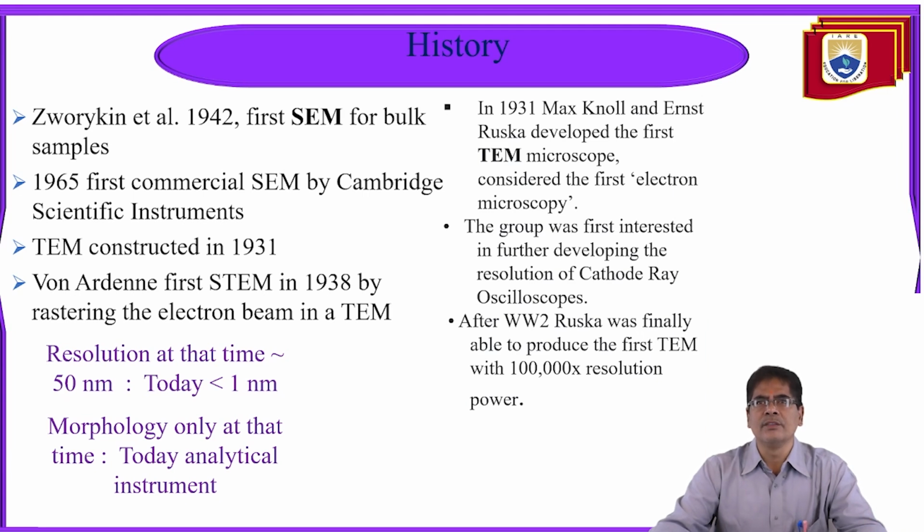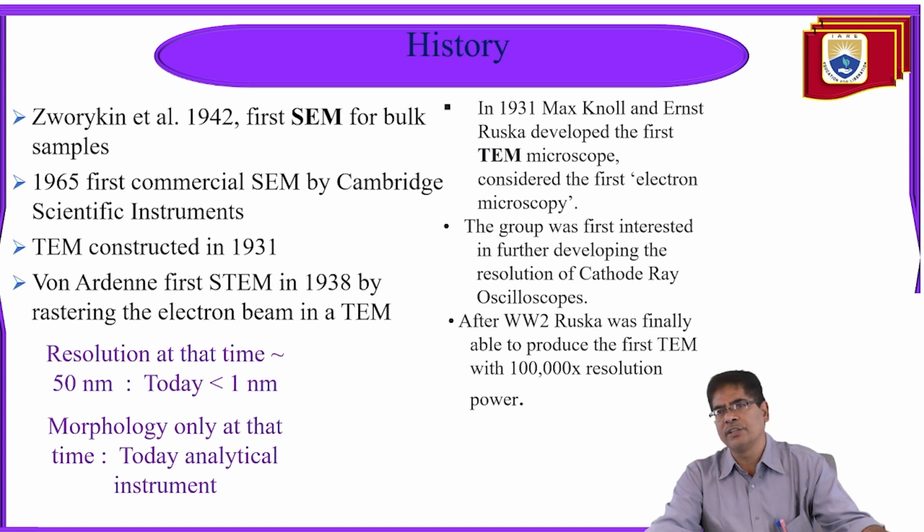In TEM, this group was first interested in further developing the resolution of the cathode ray oscilloscope. It was introduced in 1931 by Max Knoll and Ernst Ruska, who developed the first TEM, considered the first electron microscope. After World War II, Ruska was finally able to produce the first transmission electron microscope with 10,000 times resolving power.